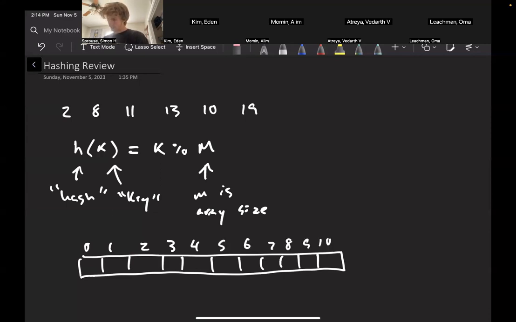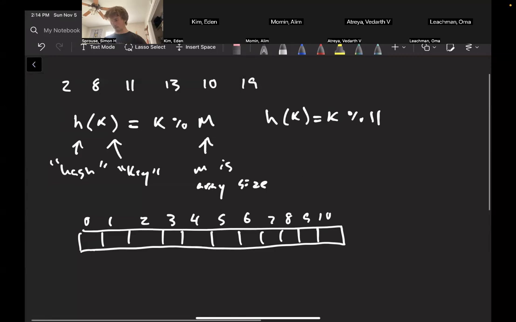And so specifically, in our case, our hashing function is going to look like this. It's going to look like h of k is equal to k modulus 11, because 11 is the size of the array. So essentially, if k is for some reason bigger than 11, the modulus function will handle that and will wrap around. That way, everything will always be mapped somewhere between 0 and 10.